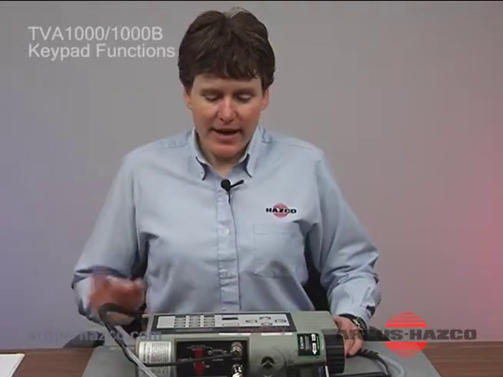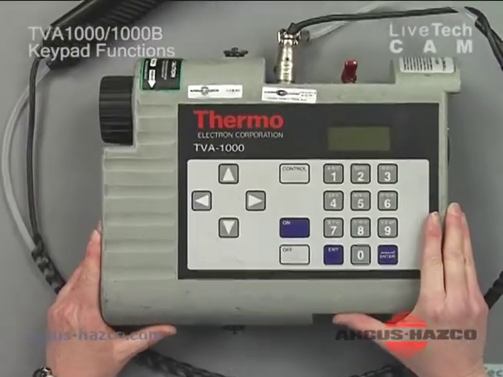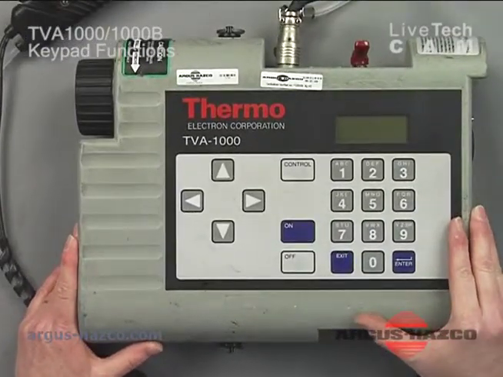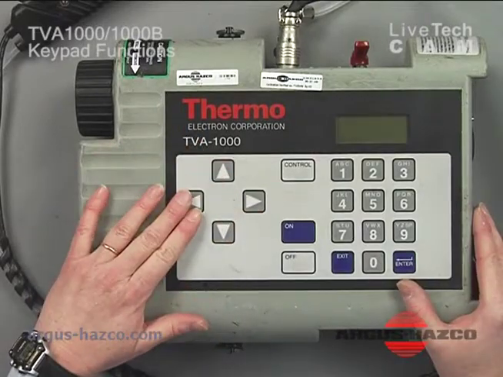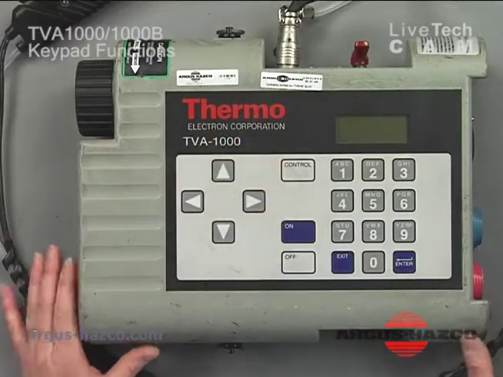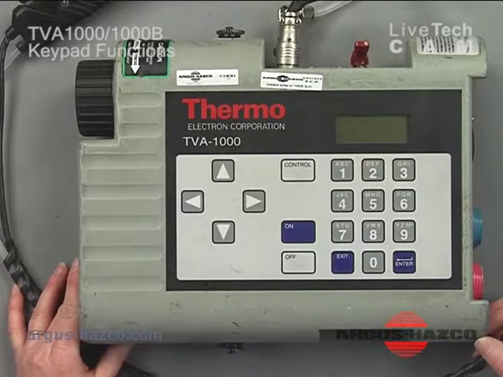In this session, we're going to review the general operation of the keypad of a TVA1000. The keypad is on the front of the display here, and you have your obvious different keys. You have your arrow keys, a control key, on-off key, and then alphanumeric keys.